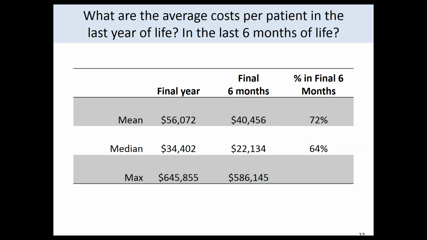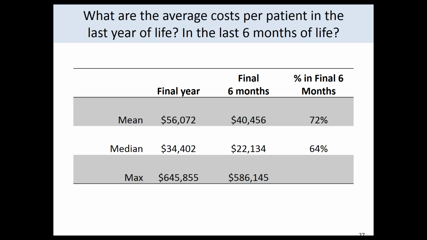So what are the average costs per patient in the last year of life, in the last 6 months of life? And you'll see that these are calculated or modeled direct costs from the perspective of the health system. I am sure that the costs, if you assess this from the payer perspective, might be quite higher if they were paying for services instead of just incurring the cost of delivering care. But in the final year of life, the average per patient cost was more than $56,000. The median was $34,000, and you'll see from the max values there that there were some pretty extreme outliers.